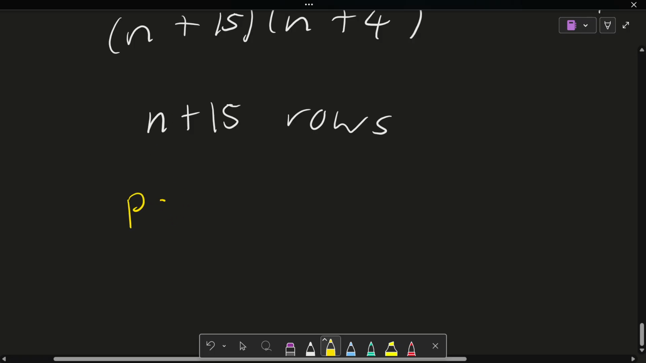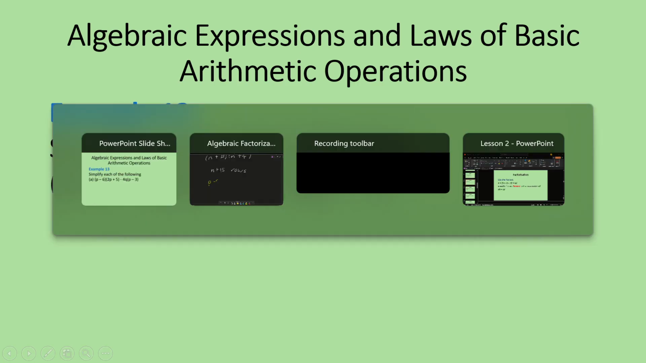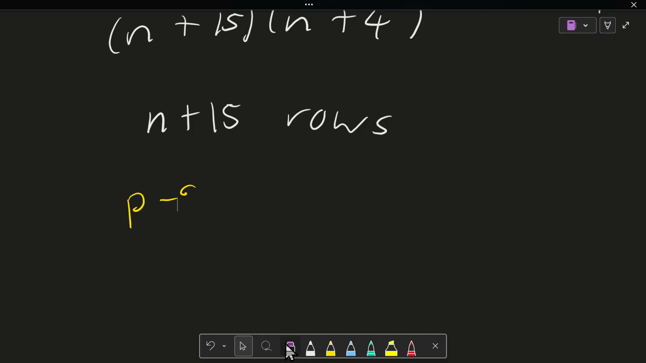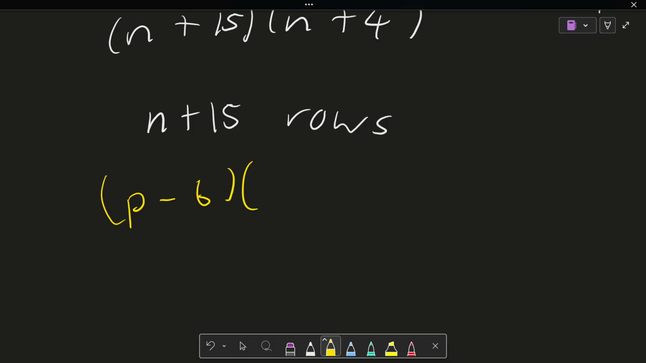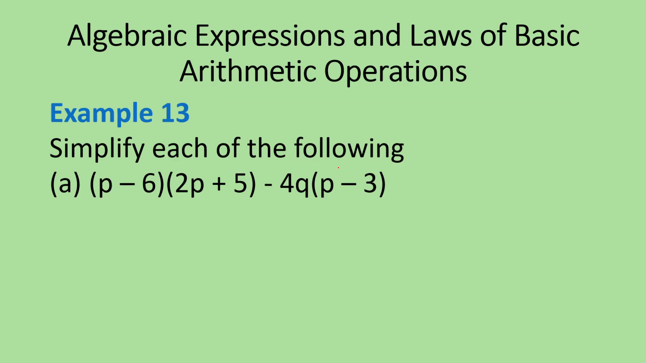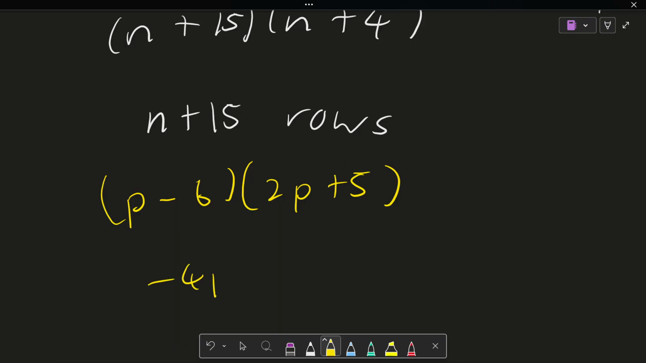Okay, p minus 6 bracket 2p plus 5 minus 4p, minus 4q.